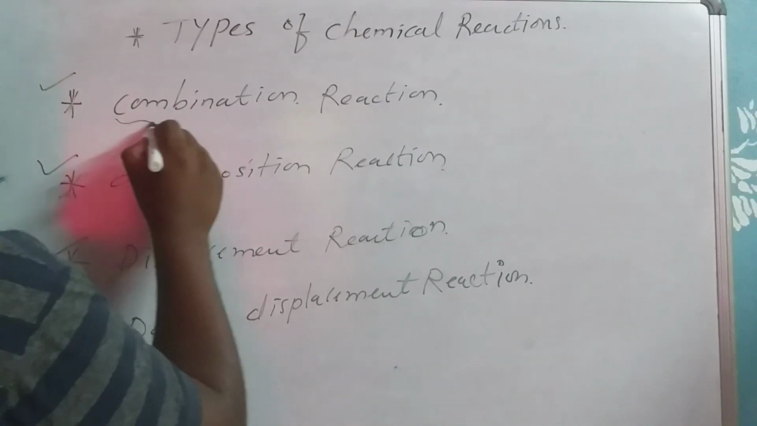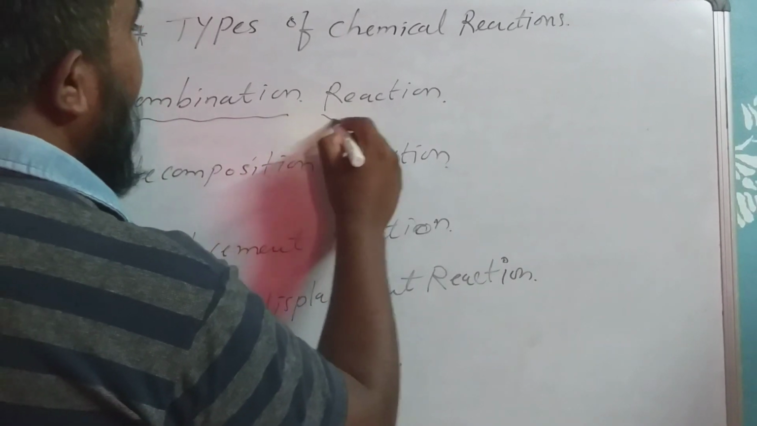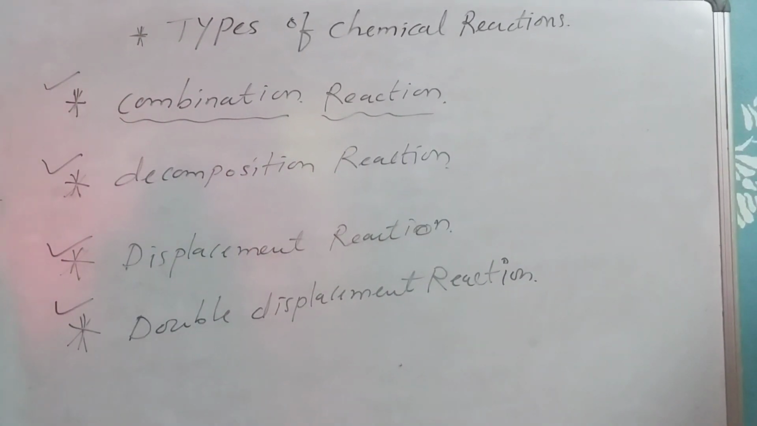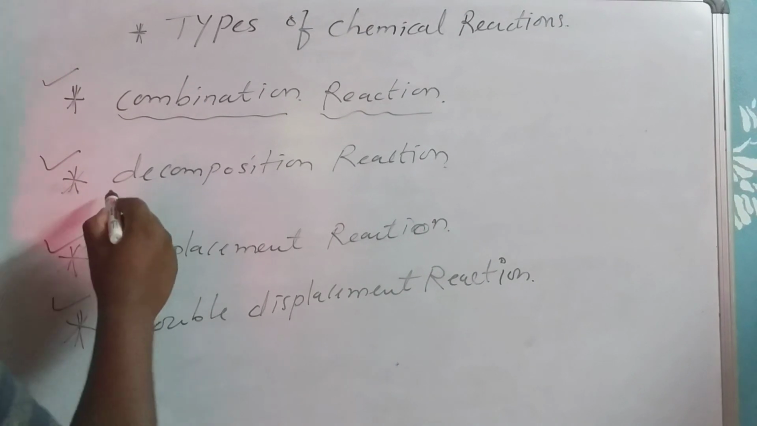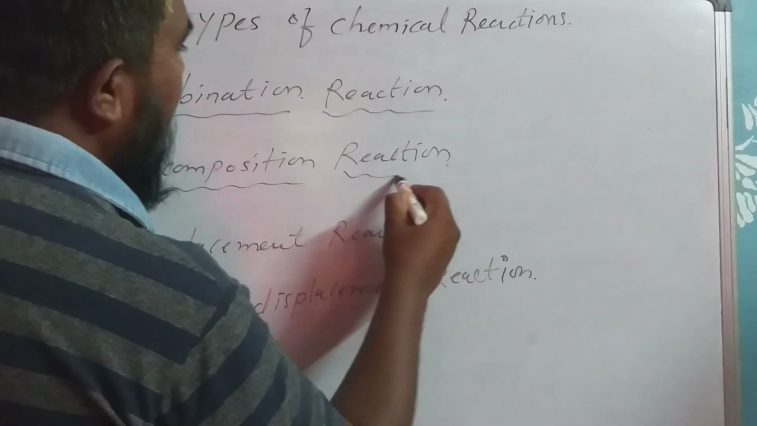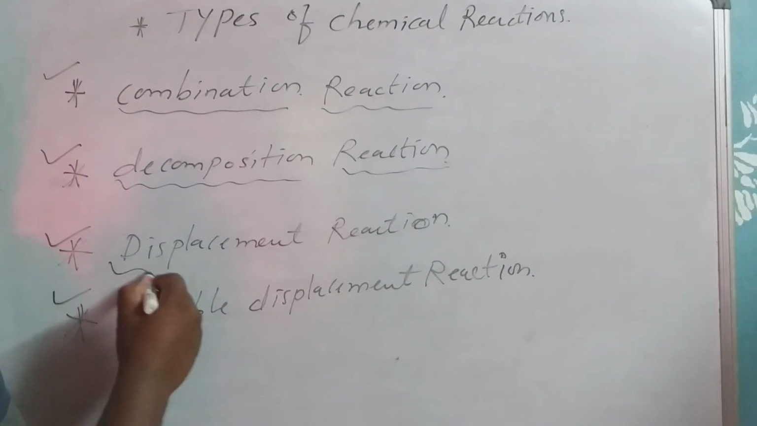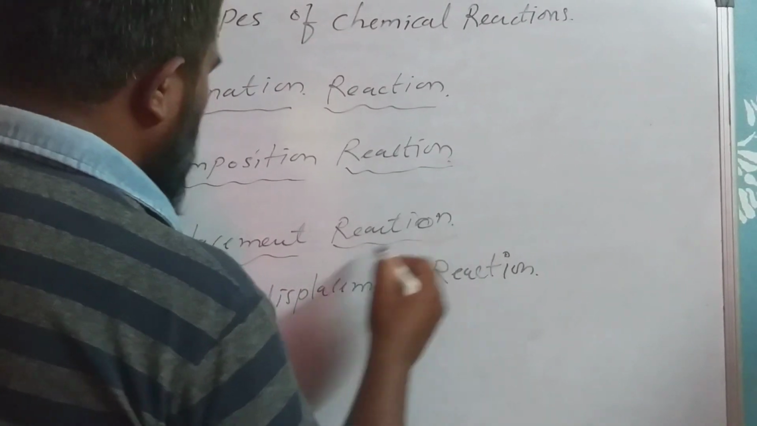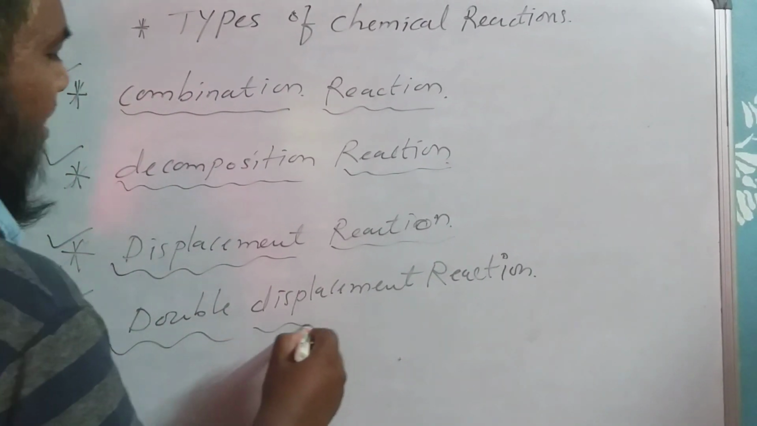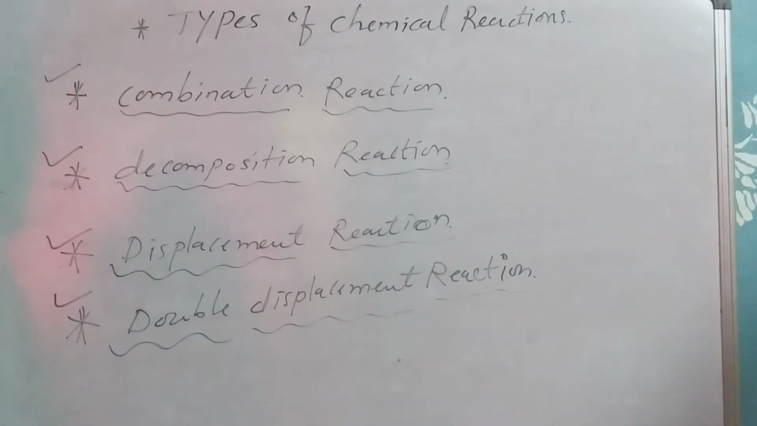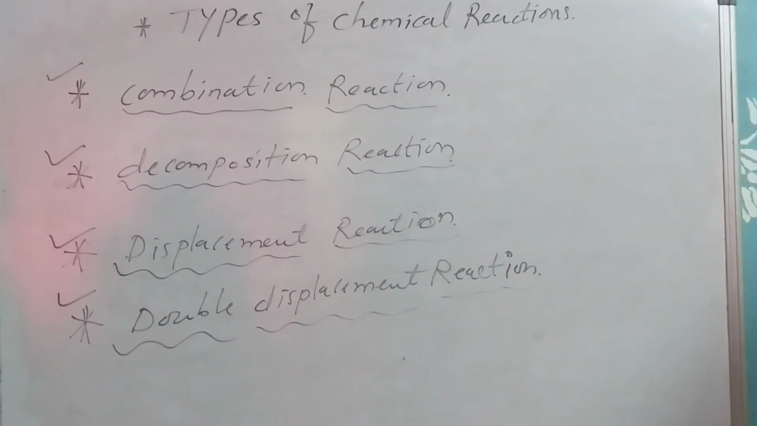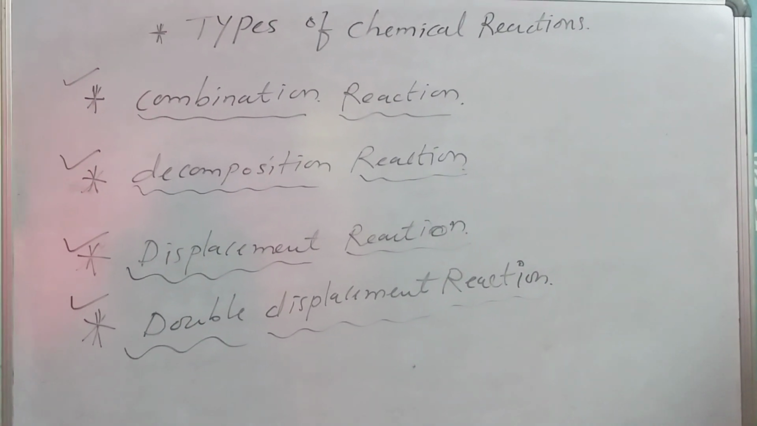First reaction is what? Combination reaction. Second one is what? Decomposition reaction. Third one is displacement reaction, and fourth one is double displacement reaction. Now these types of reaction with example we'll see one by one.